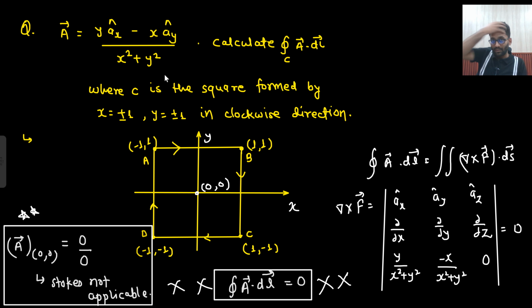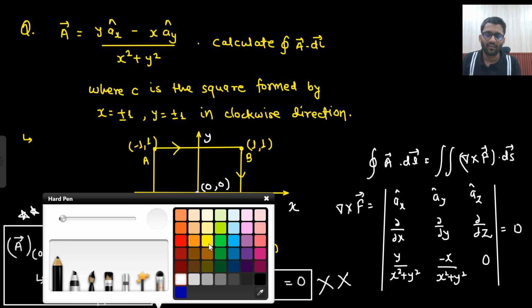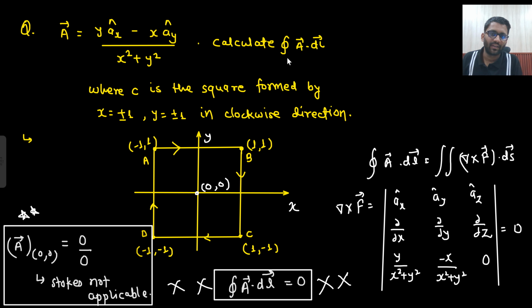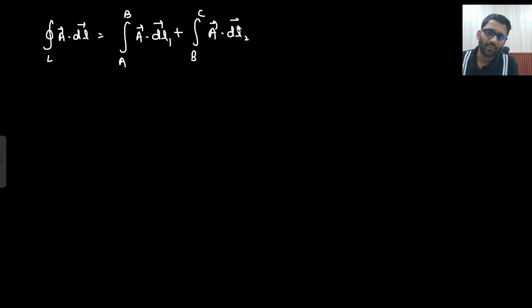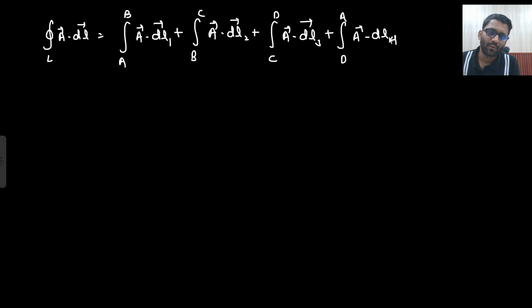This is your curve C. Let's make this curve as L, because C point I have taken here, so this is my curve L. From A to B I will go A dot dl1. From B to C I will go A dot dl2. From C to D I will go A dot dl3. From D to A I will go A dot dl4.